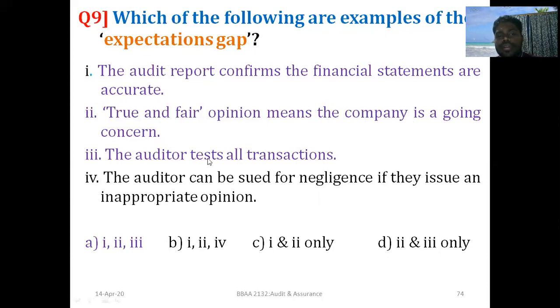Third one, the auditor tests all transactions. Actually, the auditor never checks 100% of the transactions. The auditor uses sampling, randomly taking some transactions and checking those. But what do users think? The general public thinks the auditor checks all the transactions. So this is also a reason for the expectation gap.